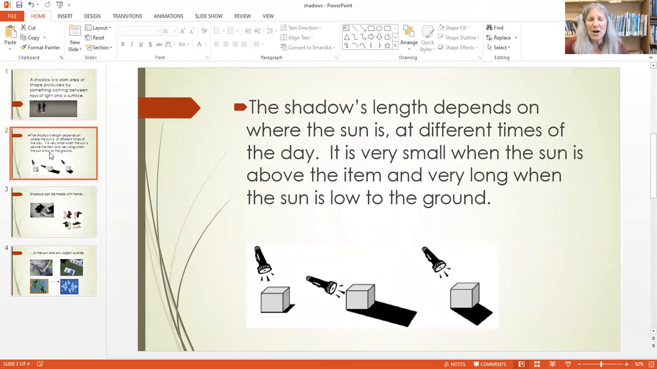Okay, so let's find out why. So the shadow's length depends on where the sun is at different times of the day. It's very small when the sun is above the item, like this one. So you might notice in the middle of the day that the sun is right above you. Your shadow is very small. It looks like you're stepping on it. And it's very long when the sun is low to the ground, first thing in the morning or as the sun is going down.